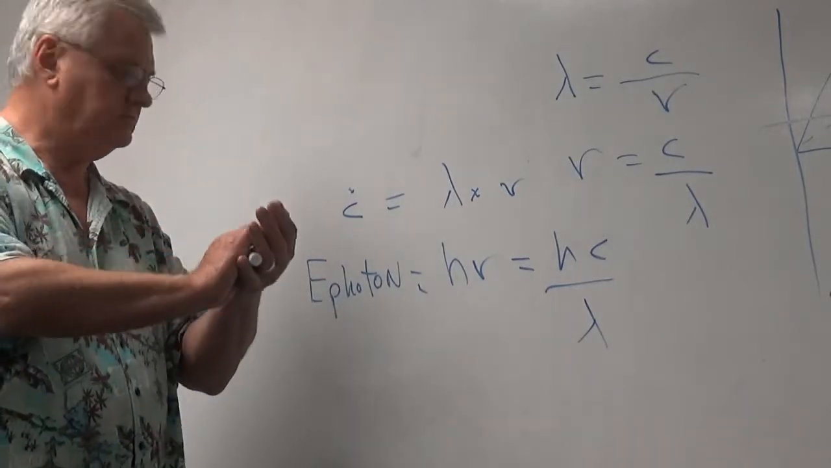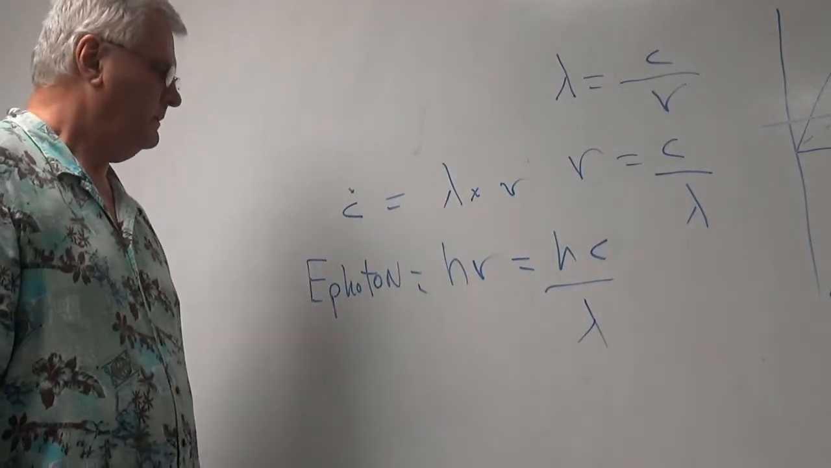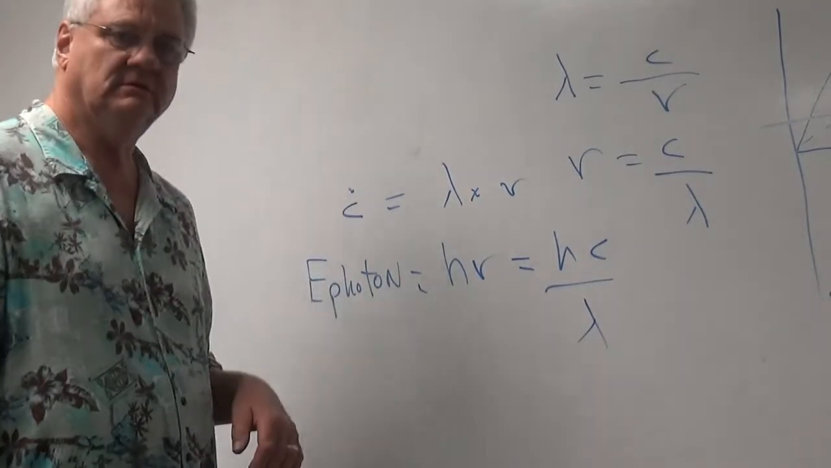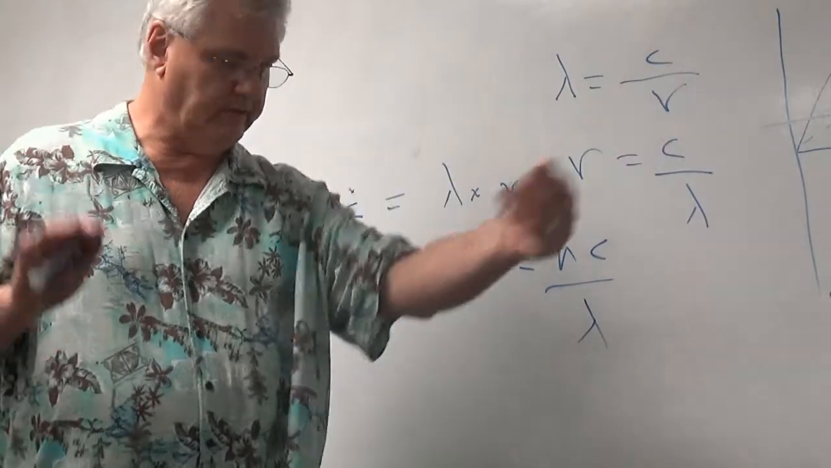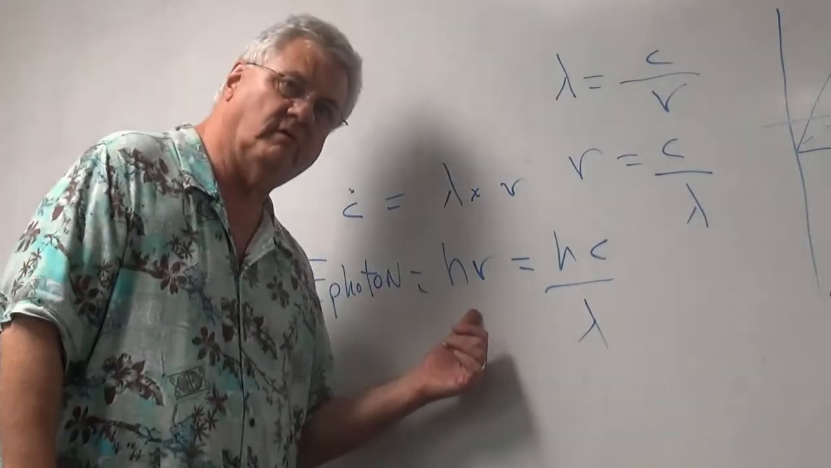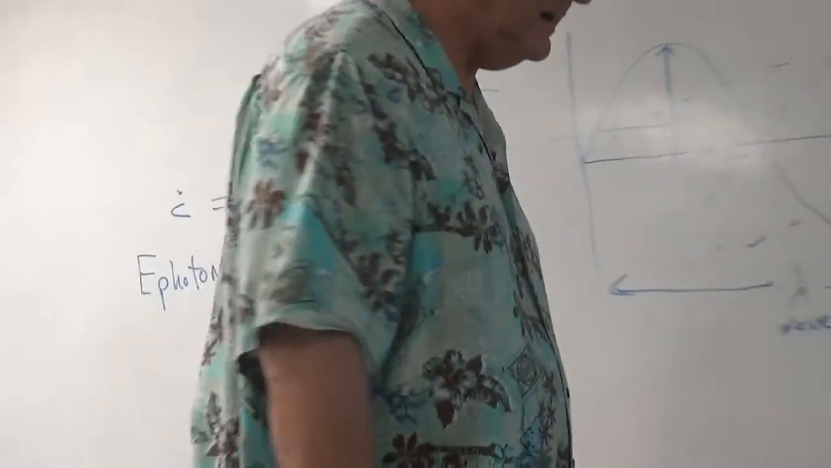So high energy photons have high frequencies and small wavelengths. Low energy photons have long wavelengths and very small frequencies. Okay? Where we encounter them.